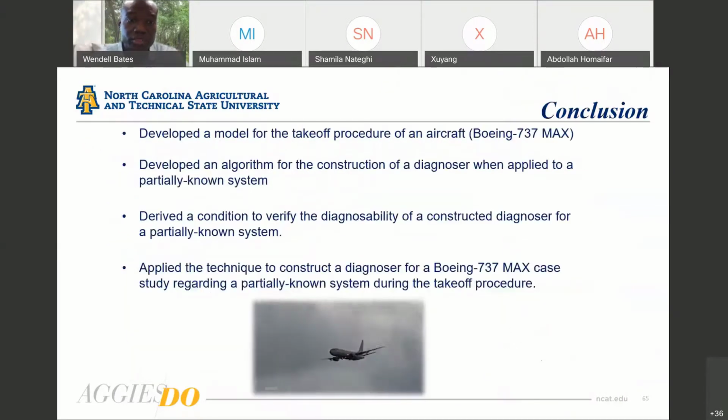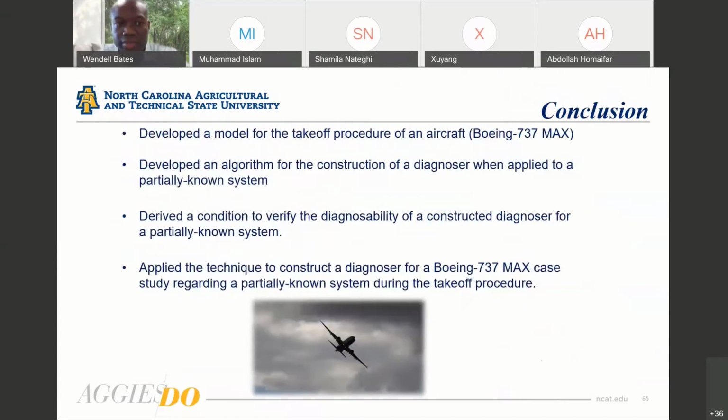And so in conclusion, we've developed a model for the takeoff procedure for an aircraft, specifically the Boeing 737 MAX. We developed an algorithm for the construction of a diagnoser when applied to a partially known system, derived the condition to verify diagnosability, and, as you've seen, we've applied the technique successfully to construct a diagnoser for a Boeing 737 MAX case study.